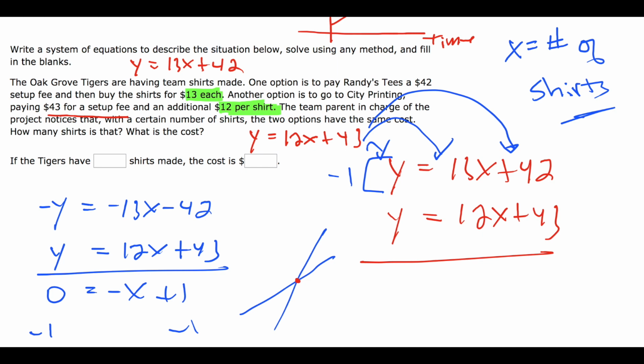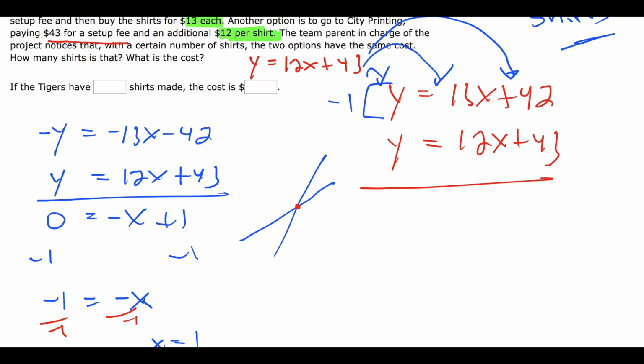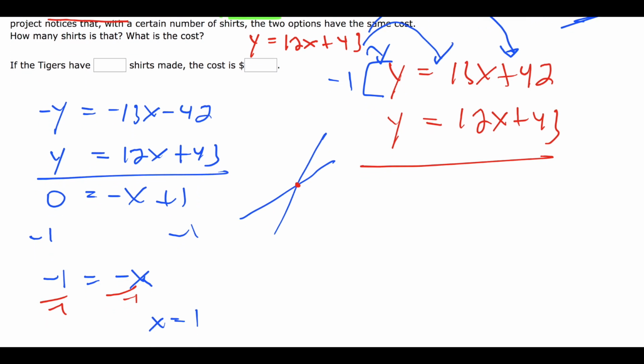Okay, so I know that at one T-shirt, your cost is going to be the same. At one T-shirt, your cost is the same. So we're gonna plug that one in. You plug into one of the two equations. I'll plug into the bottom one because that way I don't have to deal with that negative y. So you go ahead and plug it in for x right there.